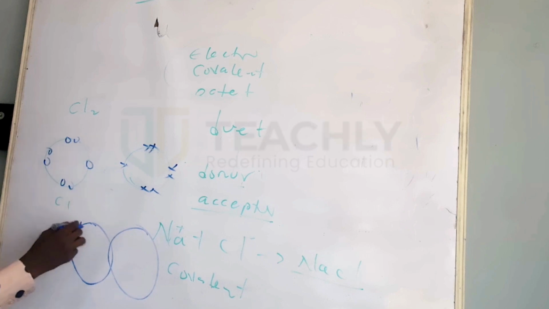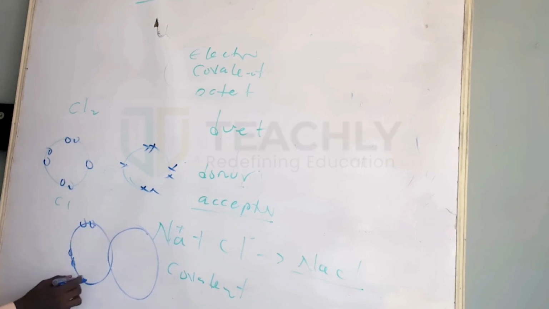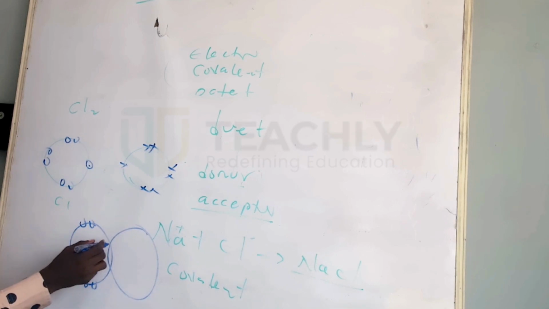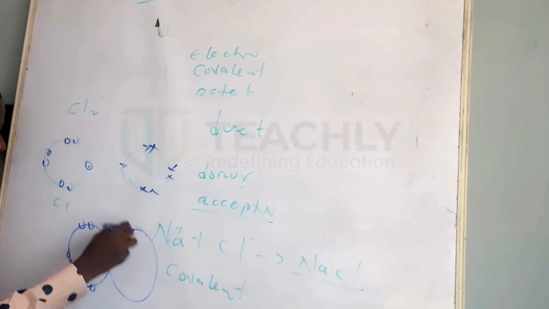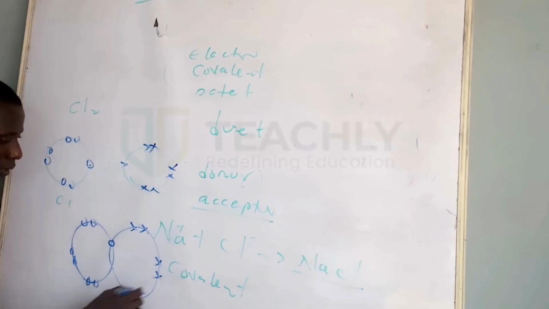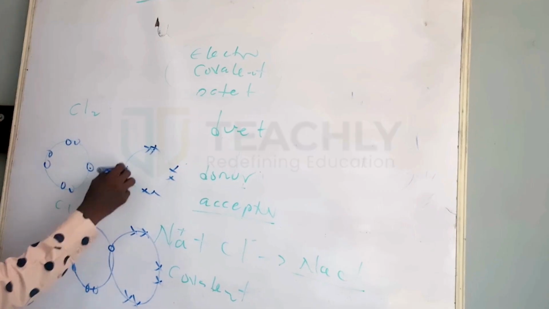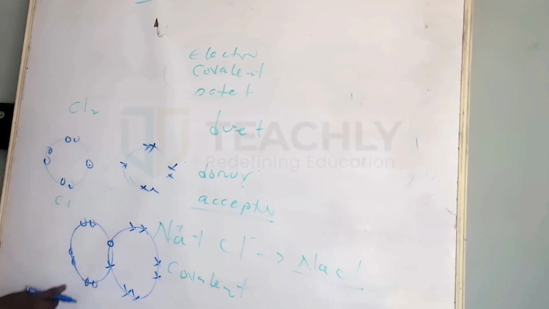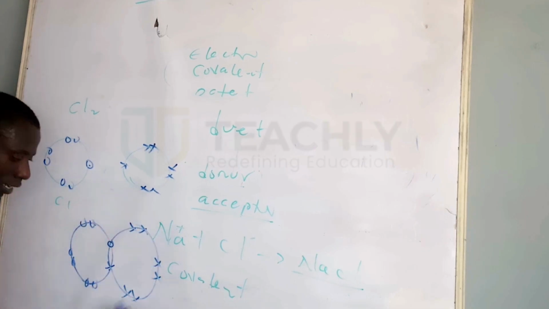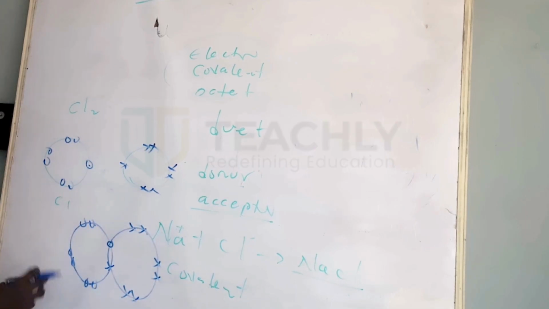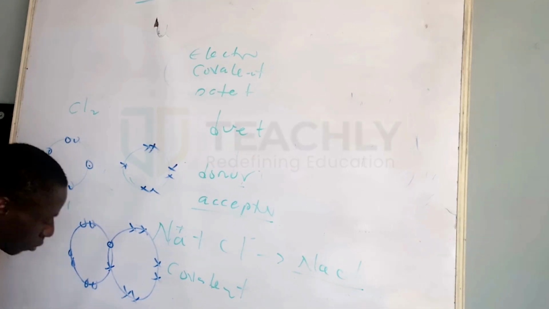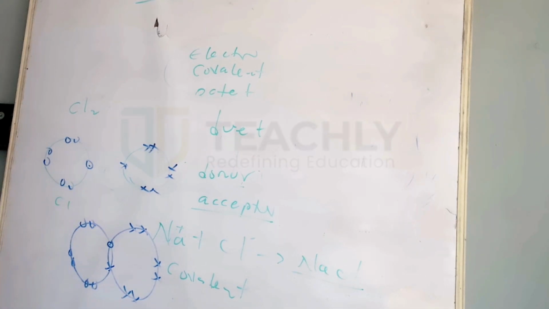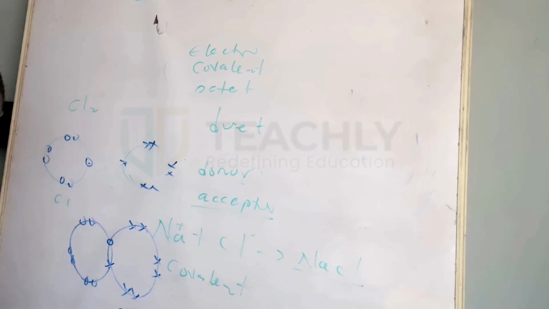So here we have this electron donated by this one, and this other electron donated by this one. These two atoms are donating these 2 electrons and they will be sharing them. At the end of the day, they form a chemical bond in chlorine gas. That's what we have under covalent bonding.